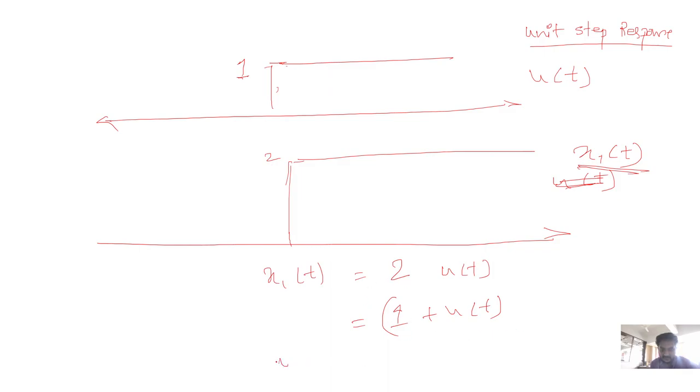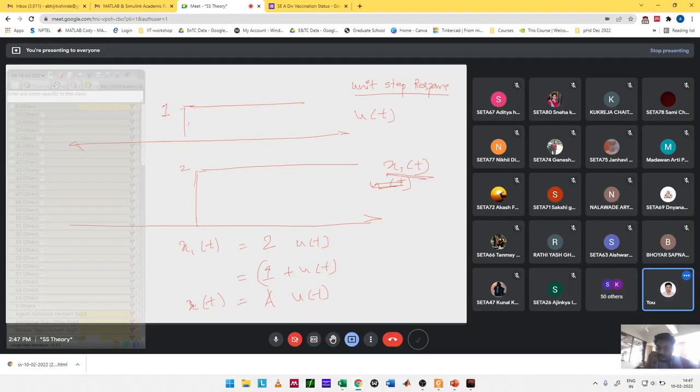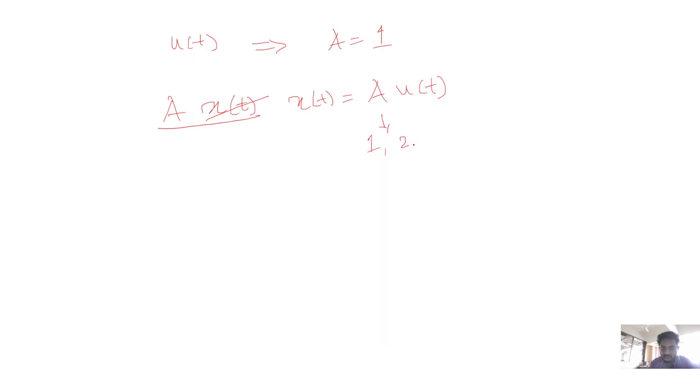Instead of that, in general, if I write x of t equal to A times u of t, will it be okay? Aditya, will it be okay? Yes, sir, A for amplitude. Yes, it is amplitude. In general, for u of t, A is 1. I will write x of t is equal to A of u of t, and this value will have some magnitude. It can be 1, 2, 3, 4, and so on, or also half, 1/4, 1/5, and so on.